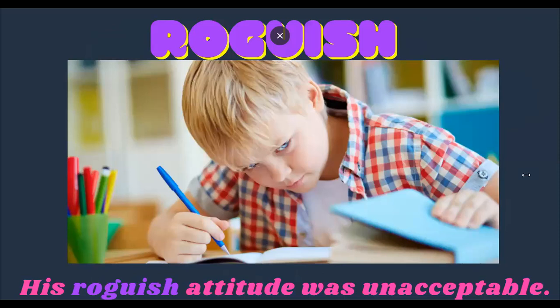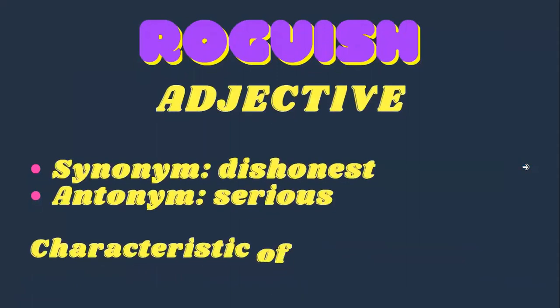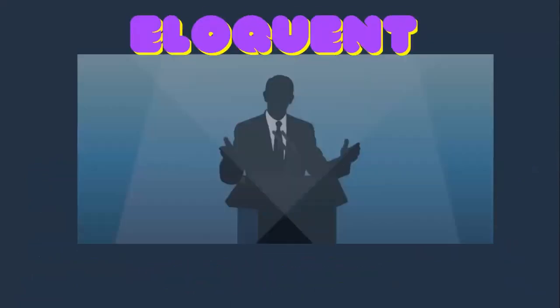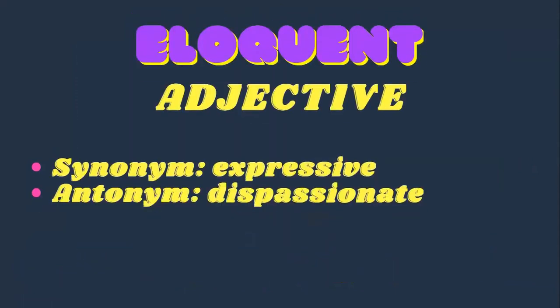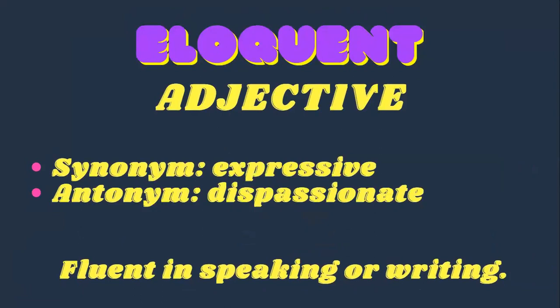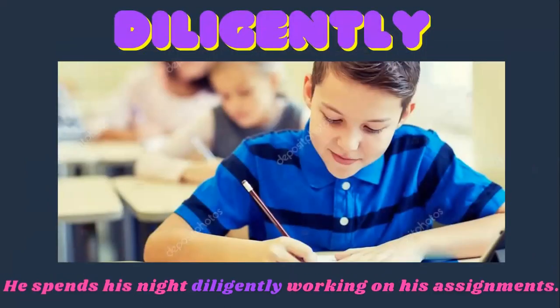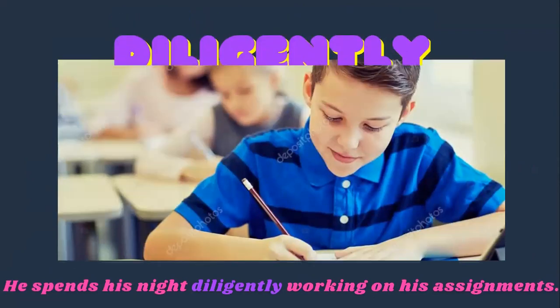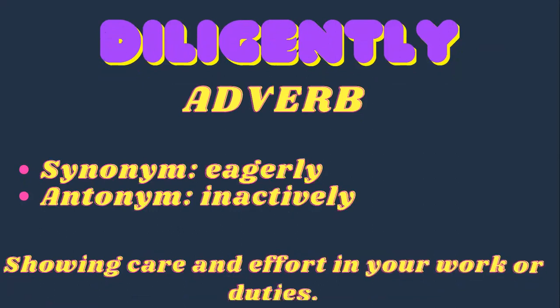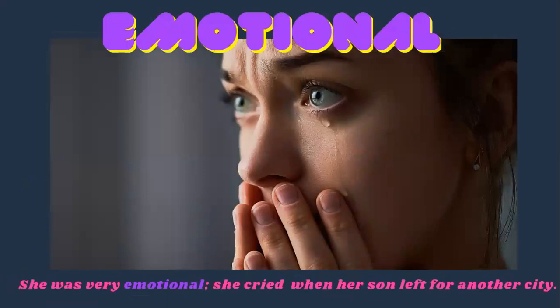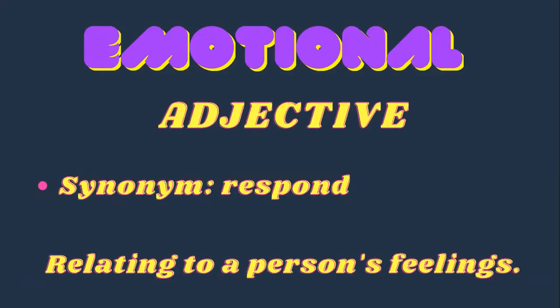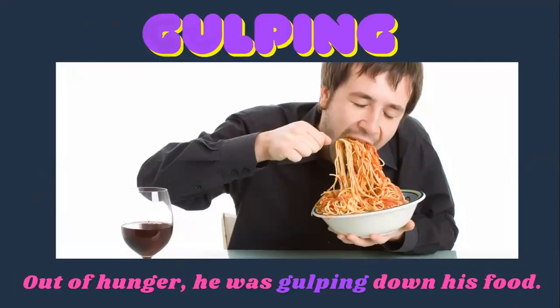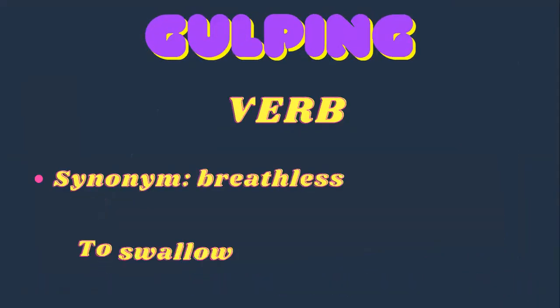Okay, here. We said roguish, to be like a cheater or a mischievous playful person. Here, eloquent, to be fluent in speaking or writing. Okay, this is eloquent. Diligently, it means to be a hard worker, showing care and effort in everything. Emotional, which is to be sensitive, relating to a person's feelings. And here gulping means eating greedily. Okay, swallowing very quickly.